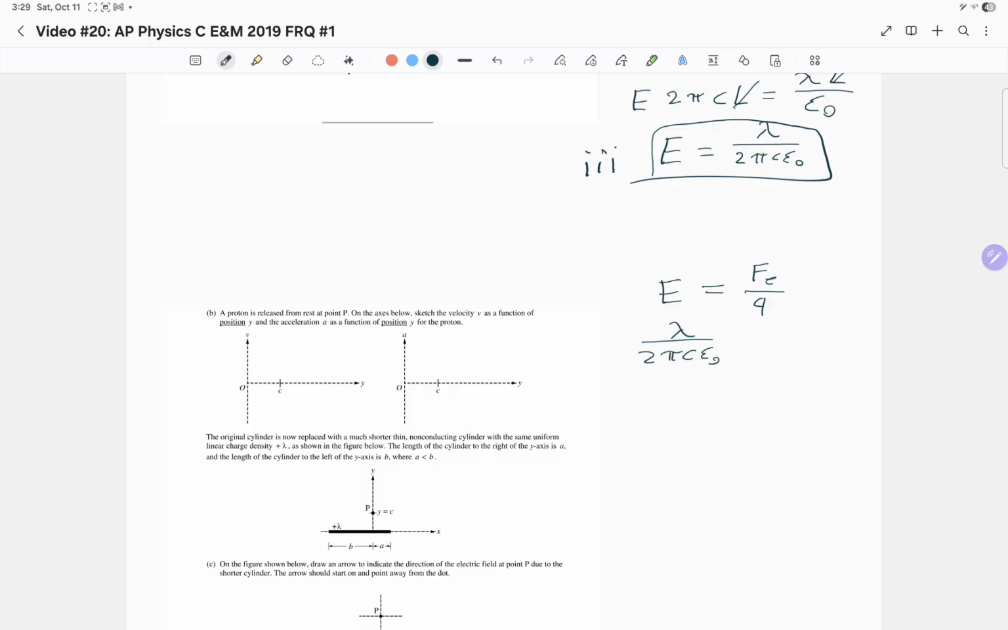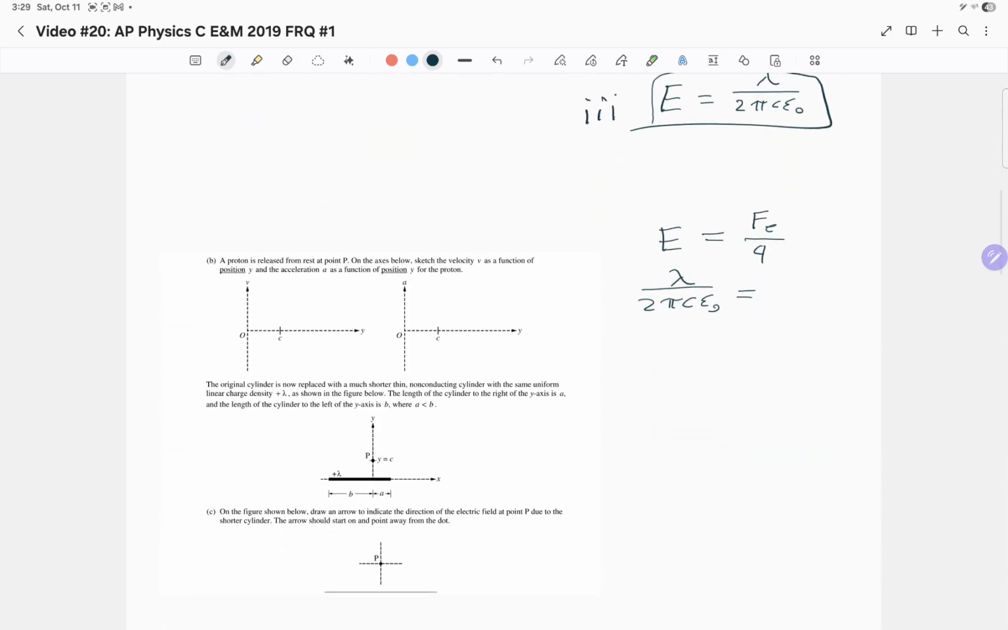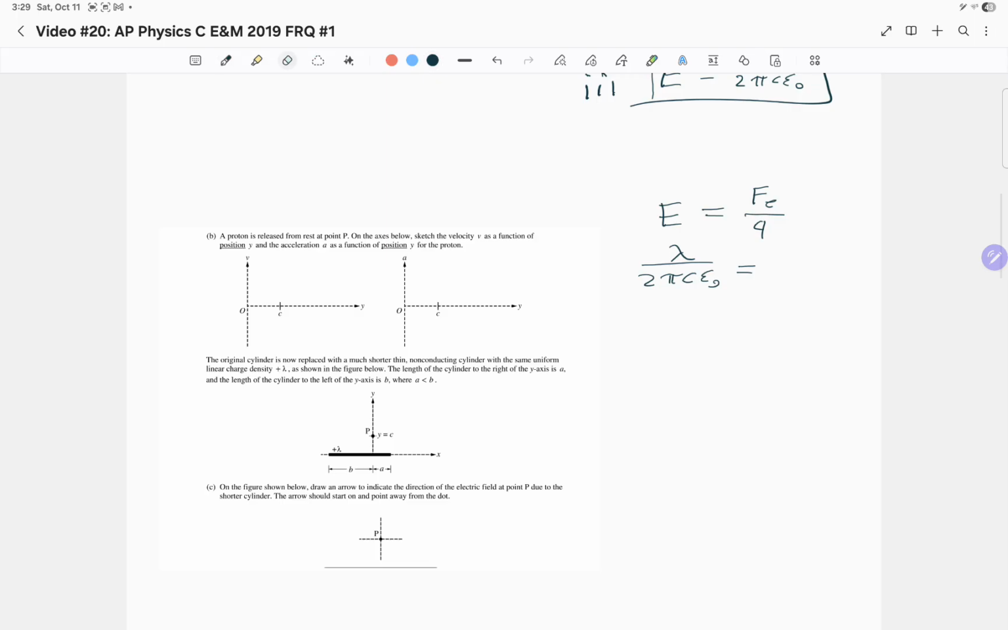epsilon naught, equals, well, now it's not going to be C, right? Now it's going to be something greater than C. So we'll call it R, or we'll call it Y, is equal to ma over q. Force equals mass times acceleration, Newton's second law. We know that from last year. So now we'll do our acceleration graph first.